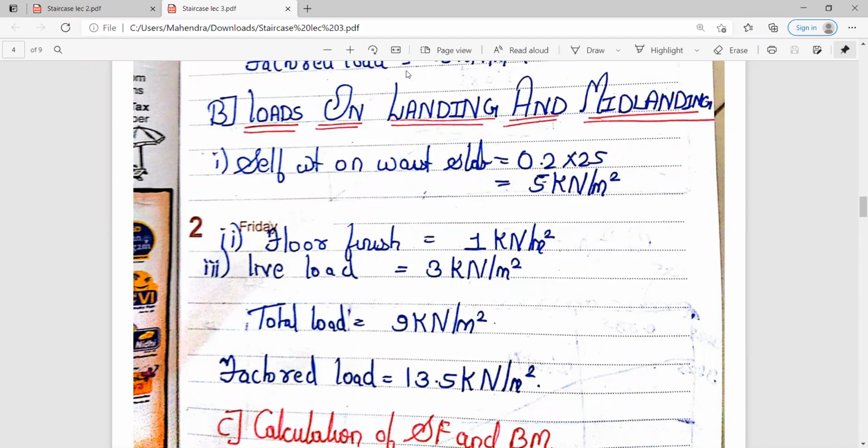तो अभी आपने क्या किया? Load on flight calculate किया, as well as load on landing and mid landing you had calculated. Now proceeding further, you need to calculate the shear force and bending moment for whatever you had calculated earlier.